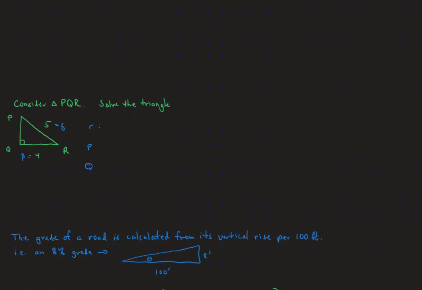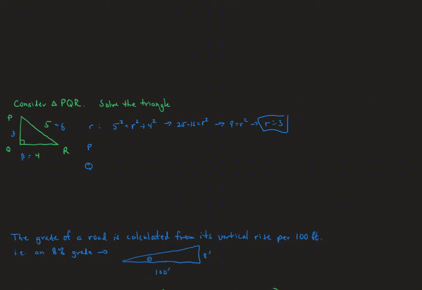So we have 5 squared will be R squared plus the 4 squared, or you may recognize that as a 3, 4, 5 triangle. It's going to be 25 minus 16 is R squared, and that means that R is going to be 3. So that's the first thing we had to find.